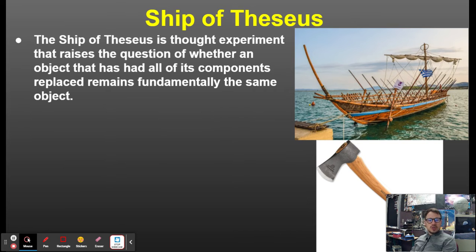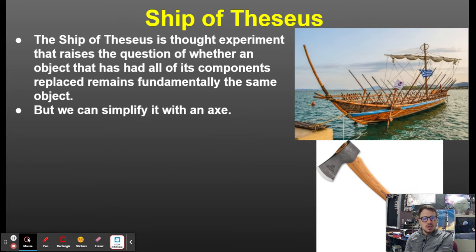Are you really you? This is a thought experiment, the ship of Theseus, right? It raises the question of whether an object that has had all of its components replaced remains fundamentally the same object. The idea is that Theseus goes on a trip, and he replaces the parts of his boat at every port, and when he gets back, he's replaced every single part of that ship. Is it still the same ship? And if not, when did it cease to be that ship?